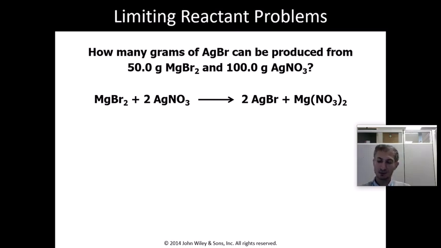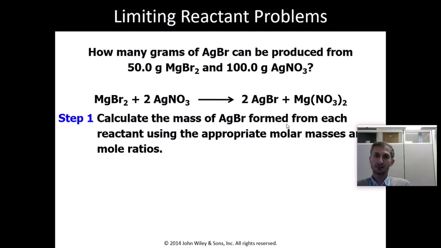Two mass calculations means we should ask: if we have 50 grams of magnesium bromide, how many grams of silver bromide can be produced? How many grams of product can be produced if we start with this? Another example: if we have 100 grams of silver nitrate, how many grams of silver bromide can be produced? We should solve this problem twice, once for magnesium bromide to produce AgBr, and once for silver nitrate to see how much AgBr can be made. This type of problem is always called a limiting reactant problem.